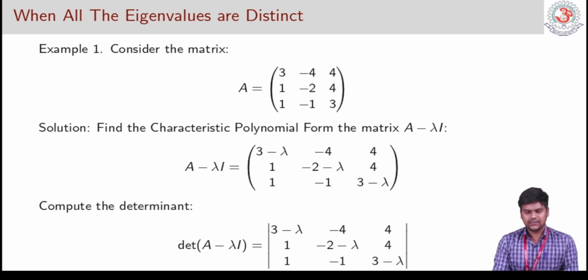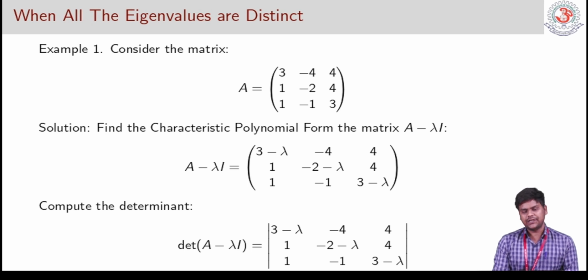First consider the matrix A. The first row is 3, minus 4, 4. The second row is 1, minus 2, 4, and the third row is 1, minus 1, 3. To find the eigenvalues, first we need to find the characteristic polynomial. To find it, first we need to form the matrix A minus lambda I, which is matrix A minus lambda times the identity matrix. That means we subtract lambda from the diagonal elements of A, as presented here.